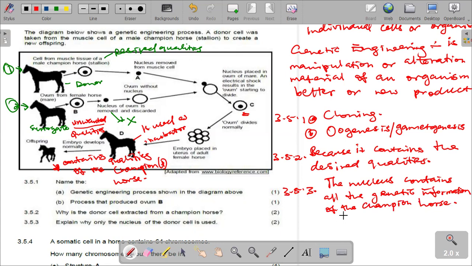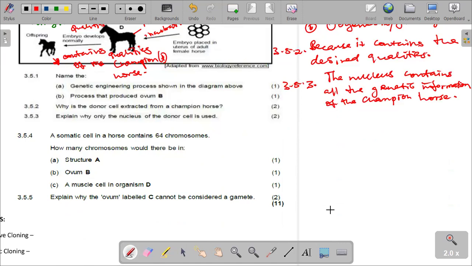And then we go to the next question. The next question is 3.5.4. It says a somatic cell of a horse contains 64 chromosomes. How many chromosomes would therefore be in structures A, B, and muscle cell D? But what I want you to understand is: what is a somatic cell in the first place? What do we mean by a somatic cell? It is all body cells except sex cells.